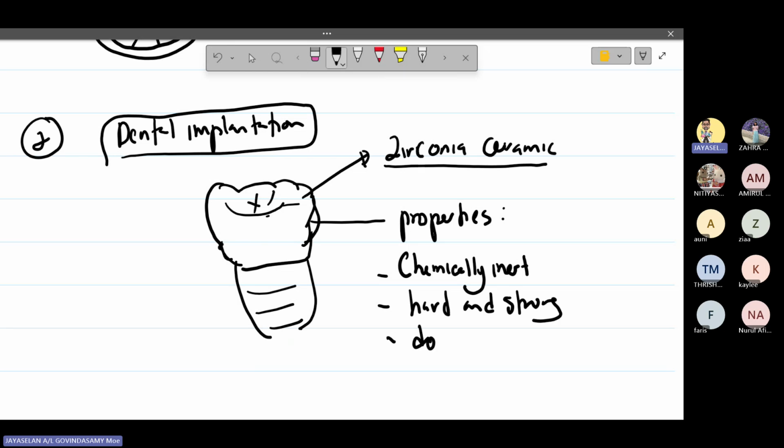Okay, and number 3, do not what? Do not rust. Otherwise, it can cause what? Inflammation in your gigi. Gusi kamu. Okay, understand? Okay, last one. Then we wrap up the session.